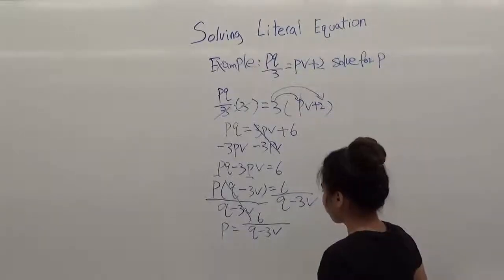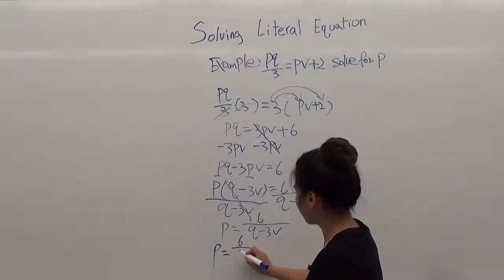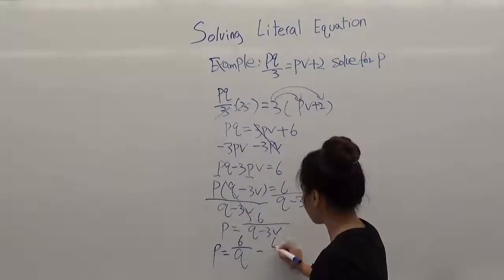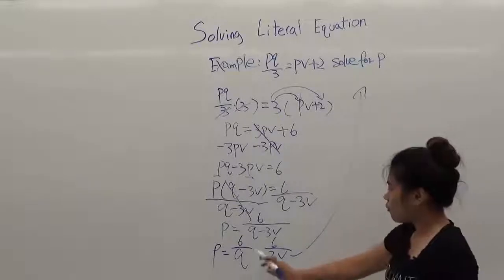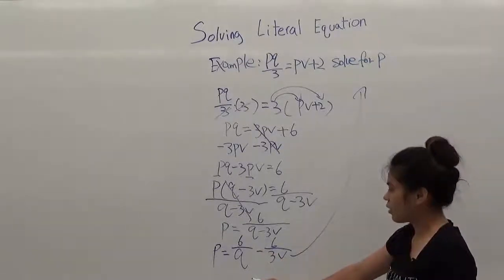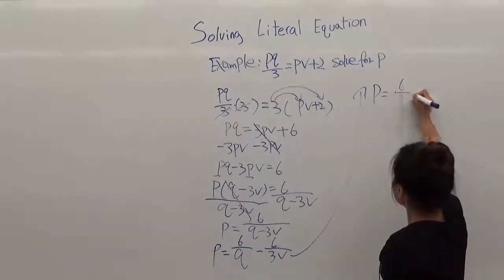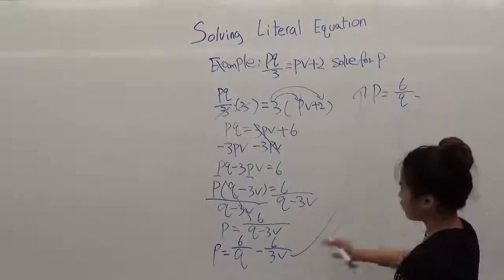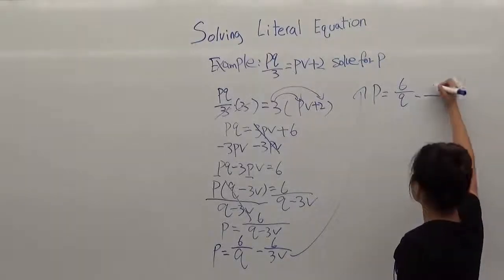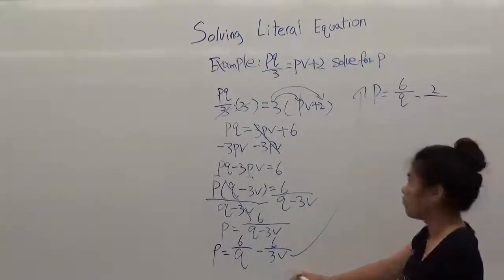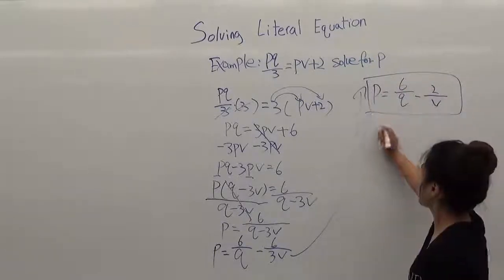We can break it into two fraction parts, and we get p equals 6 over q minus 6 over 3v. For the first term, 6 over q, there's nothing that can be simplified, so we just copy down 6 over q. Then 6 divided by 3 is 2. And we put the 2 on the numerator, and we keep v on the denominator. And this is the final answer for the problem.